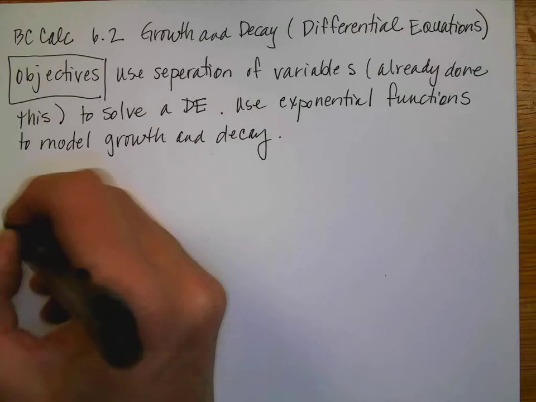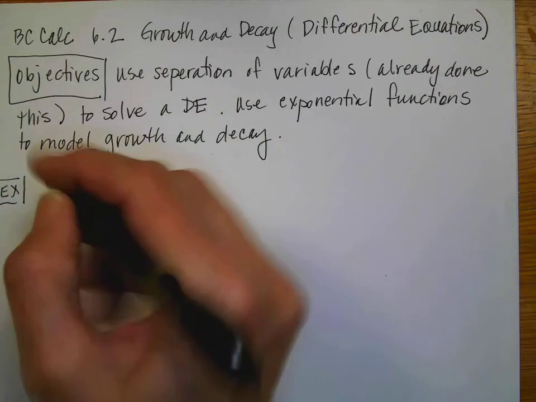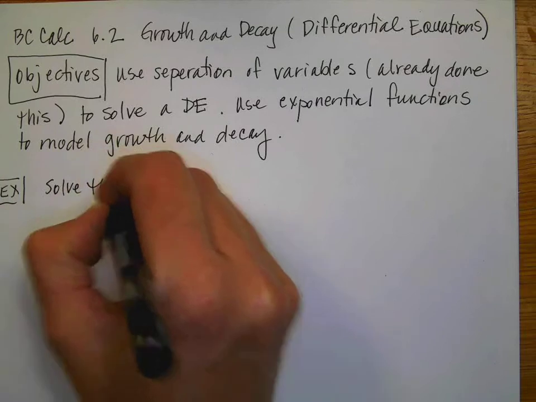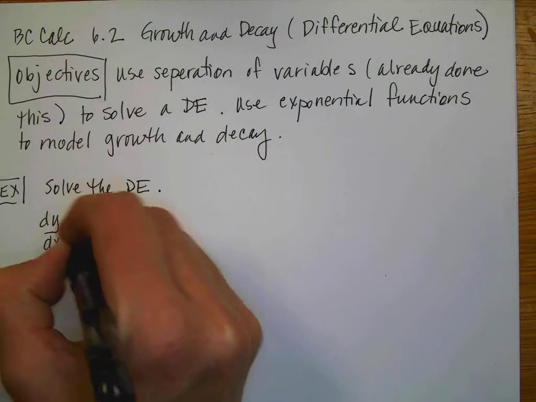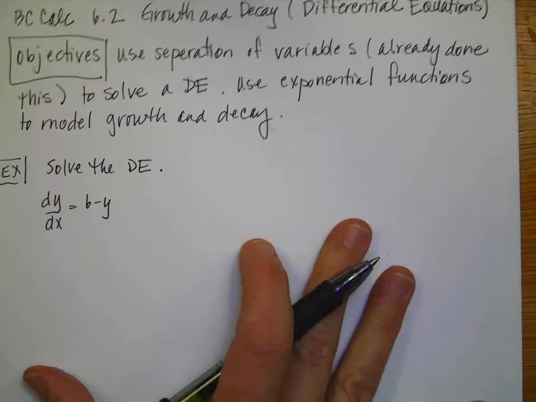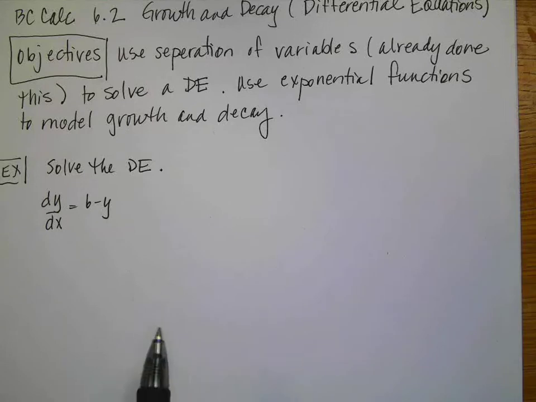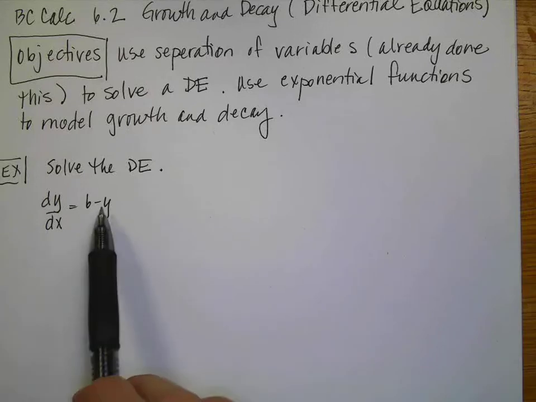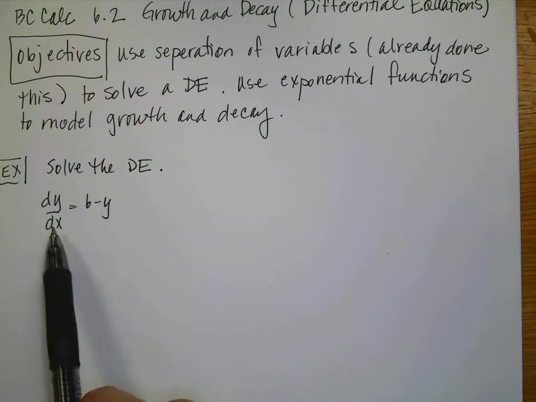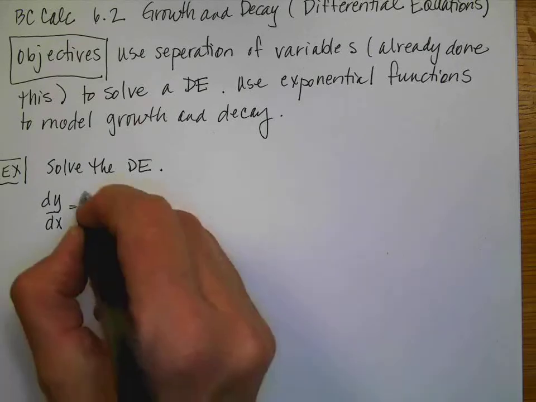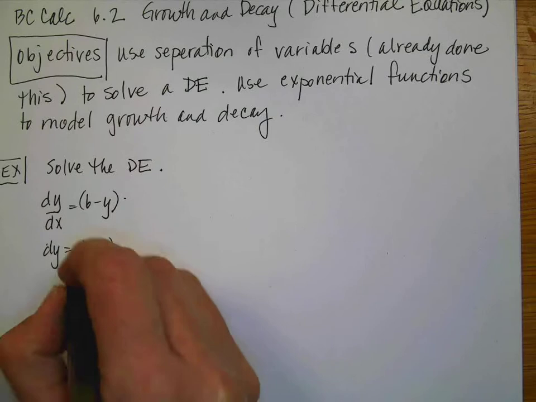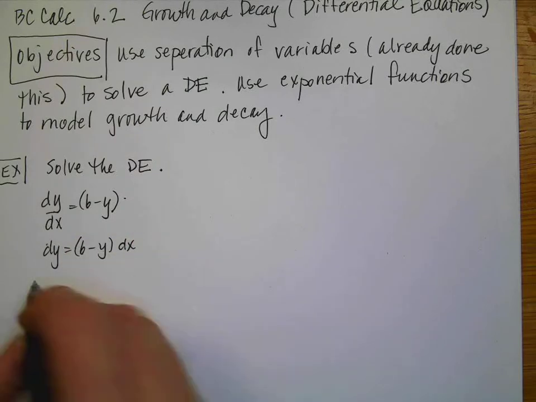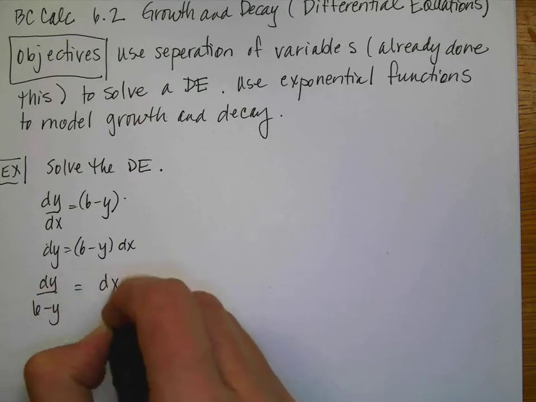decay. So the first example that we're going to do says solve the differential equation. So you're going to be given that dy dx is 6 minus y. So remember the process in differential equations is like things play together. So all the y's play together, all the x's play together. So I'm going to put this like this. I'm going to cross multiply so I get dy is 6 minus y dx. I'm going to divide so I get dy over 6 minus y is equal to dx.